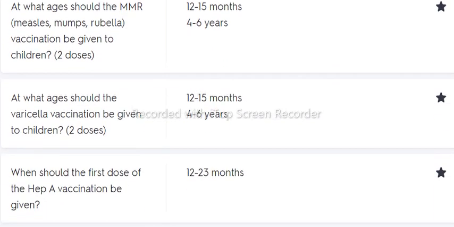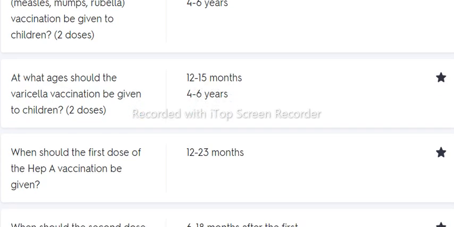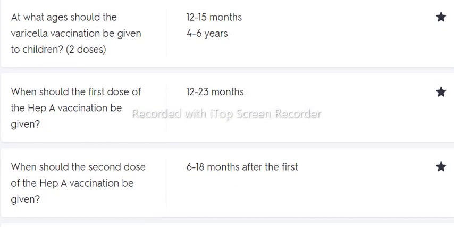At what ages should the MMR vaccination be given to children? 12 to 15 months, 4 to 6 years. At what ages should the varicella vaccination be given to children? 12 to 15 months, 4 to 6 years.